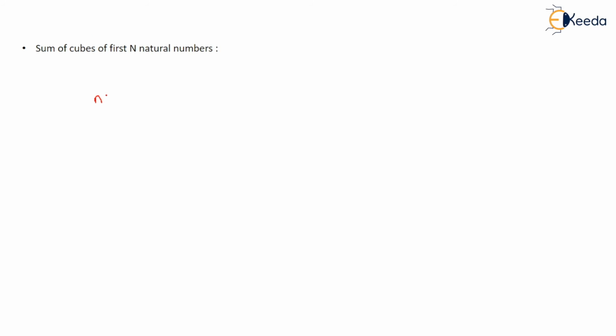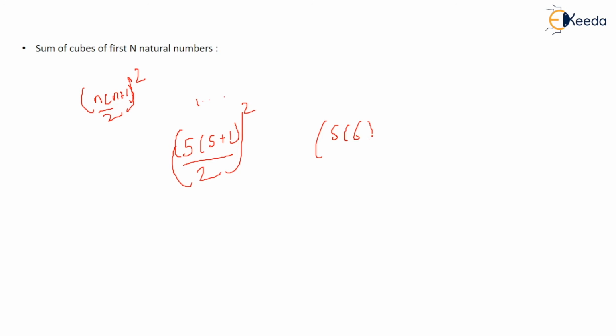You have n plus 1 whole bracket on 2, squared. Okay, so if I take the sum of the first 5 natural number cubes, what does it come to? 5 plus 1, that is 6, upon 2, whole power square. So this comes out to be 5 into 6 upon 2, that is 3, right? 5 into 3 is 15. 15 square is equivalent to 225.